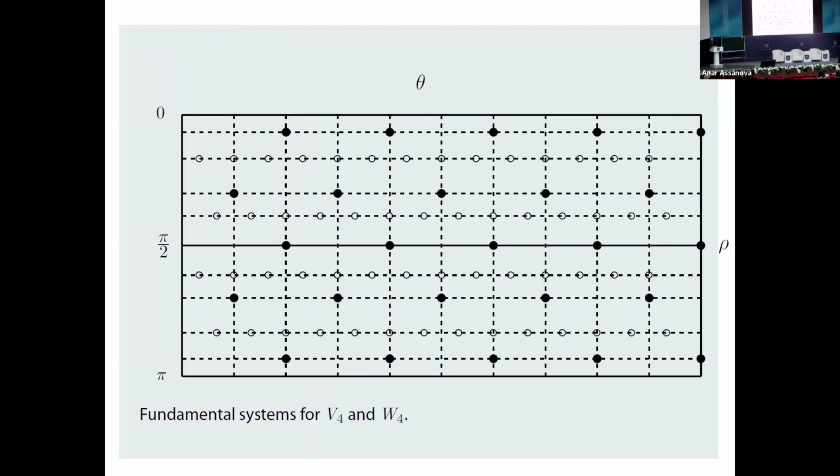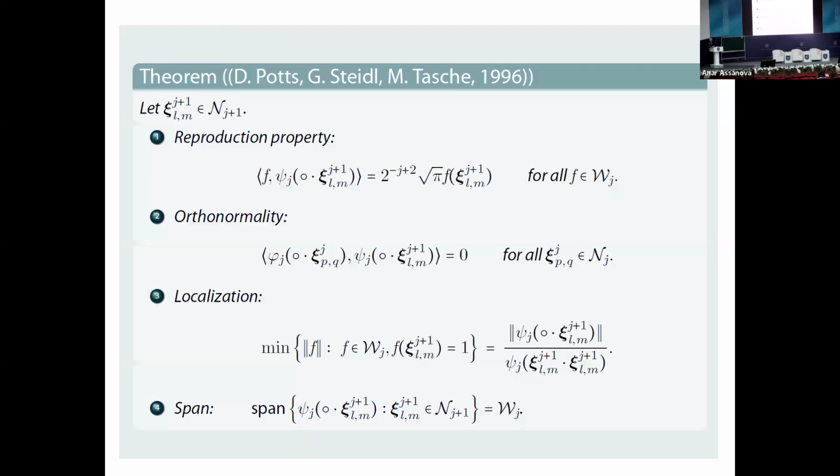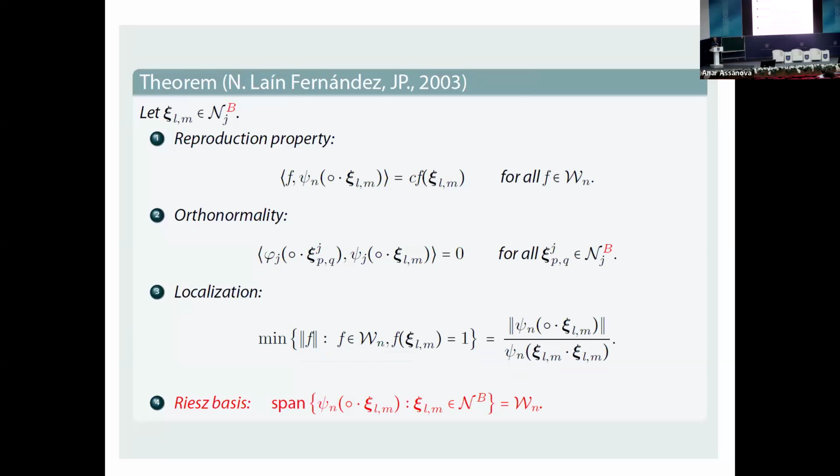And here's a picture of this point set, how they look for these fundamental systems for V4 and W4, in the sense of also having such a hierarchical system. And again, we have here the properties to compare it. Again, to write it down here, this is the frame part from Potts, Steidl, Tasche. In the wavelet part, we have the reproduction property, it remains. We have the orthonormality, it remains. The localization remains. But here we now have the Riesz space property.